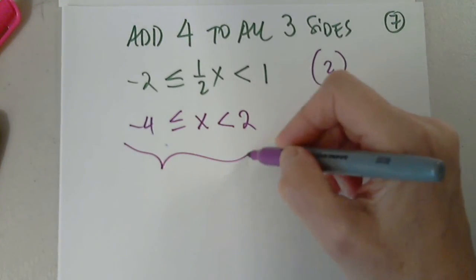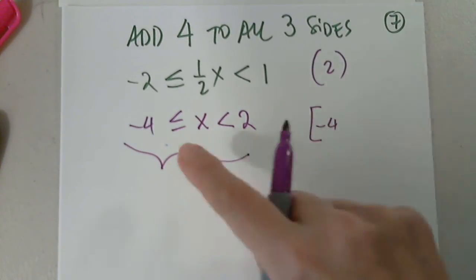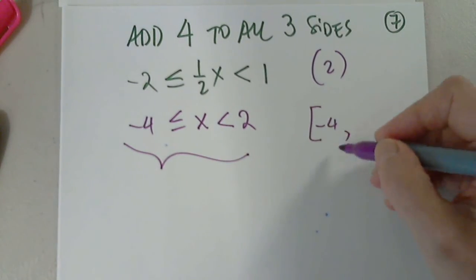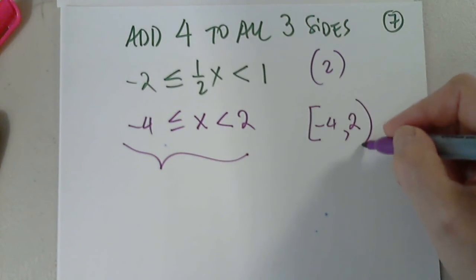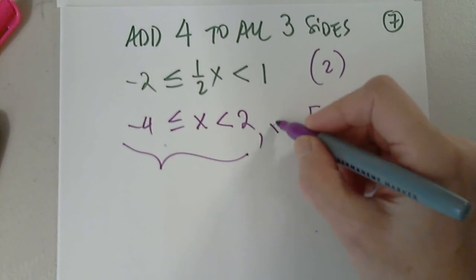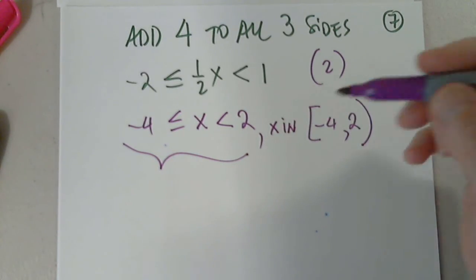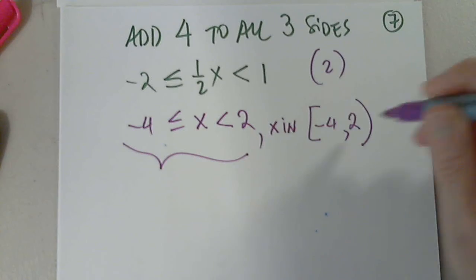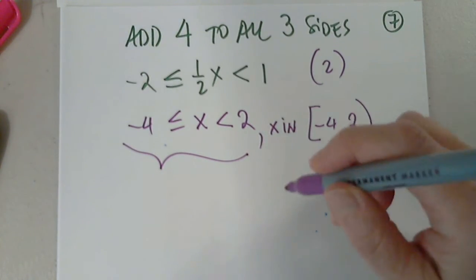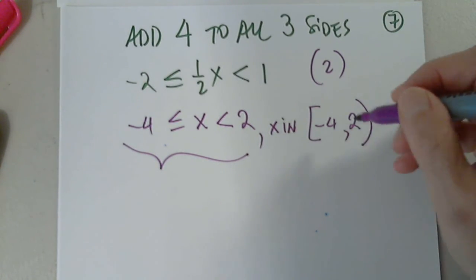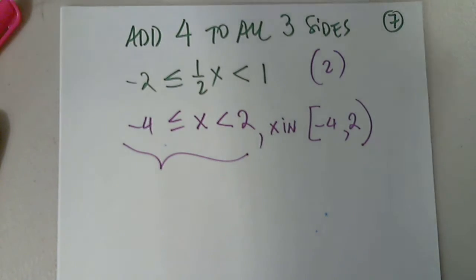This is it. The solution is negative 4 with a bracket because of the equal symbol, comma, 2 with a parenthesis. And I like to put in front x in. X is a number anywhere you want between negative 4 and 2. You can pick any. You cannot pick 2. You can pick negative 4, but not 2.